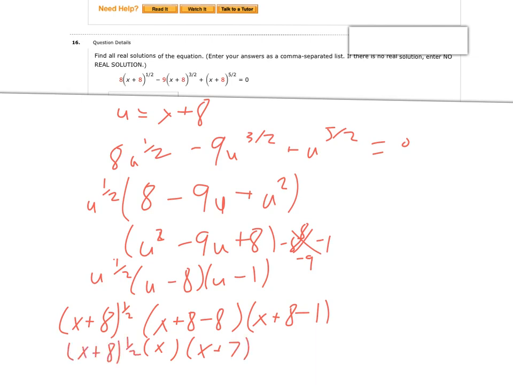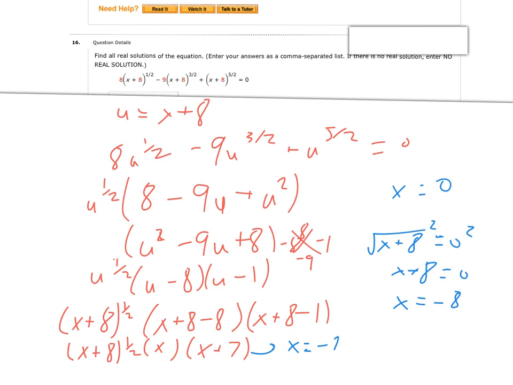So I'm just going to set those equal to 0 individually, so I know that I have an x there, so x does equal 0. And I know that x plus 7 is going to mean that x equals -7. And then this one is the square root of x plus 8 equals 0, because the 1/2 power is the square root. And so if I square both sides, that means x plus 8 equals 0, and so that means x equals -8.